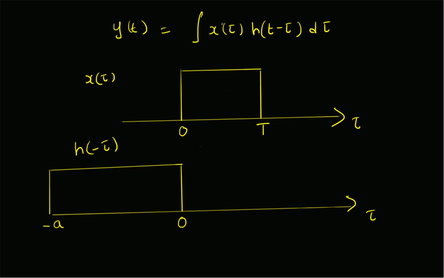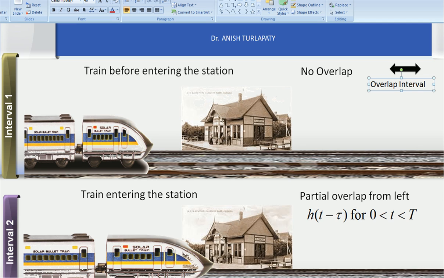Now our goal is to find the value of this integral and the limits of the integral for various values of the time t. In this case, we will make the assumption that T is always less than a, and we are assuming that x of tau is the fixed signal and h of t minus tau is the one that is being reversed and shifted. So we can compare this signal x of tau to a station that is usually fixed, and our h of t minus tau to a moving train.